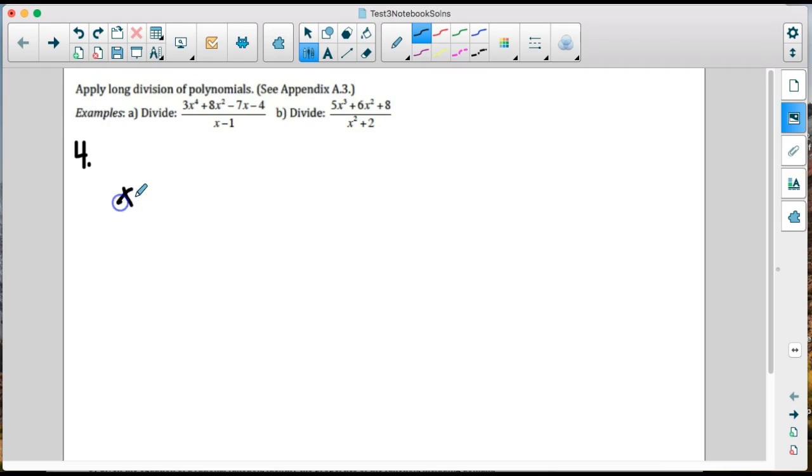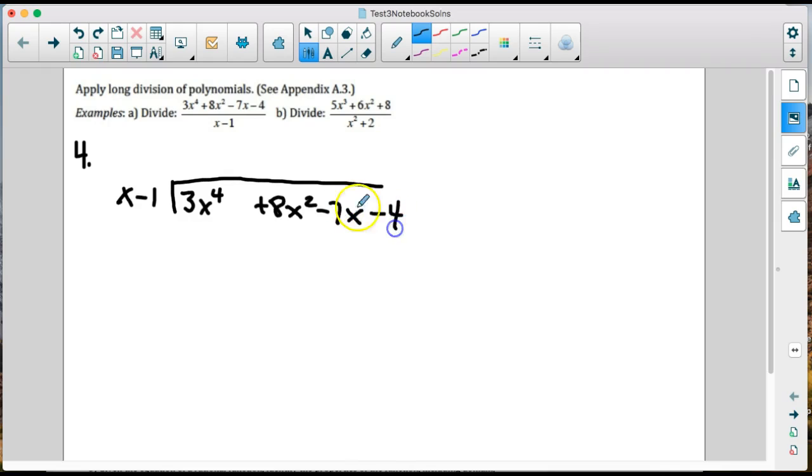So we're going to have x minus 1 in the first part divided into the problem 3x to the fourth plus 8x squared minus 7x minus 4. I left a little space here because I'm missing the x to the third term, and there may be need for that space for the x to the third. It went 4, then dropped down to 2, 1, and none.